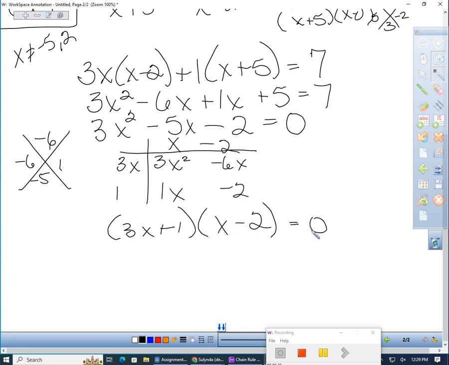What do I now do with those factors? Set them equal to 0. So our first solution is going to be negative 1/3. Our second solution is going to be positive 2. Are either of those extraneous? So you got to cross off the one you can't have. So in this case, the only solution is negative 1/3.